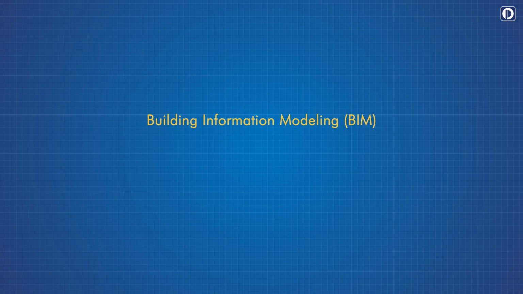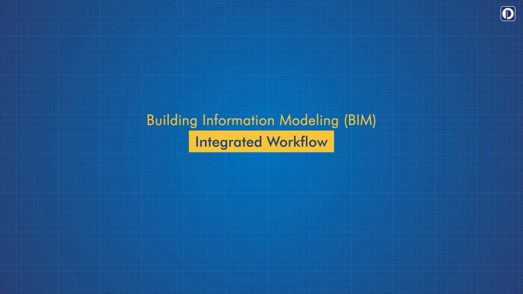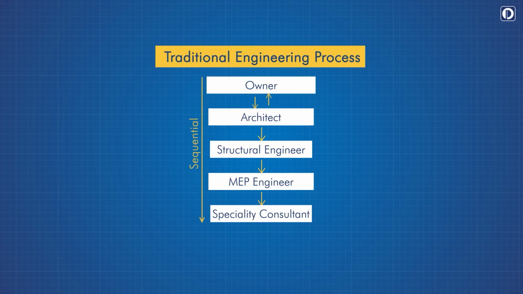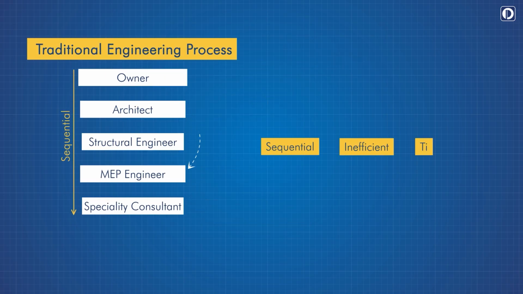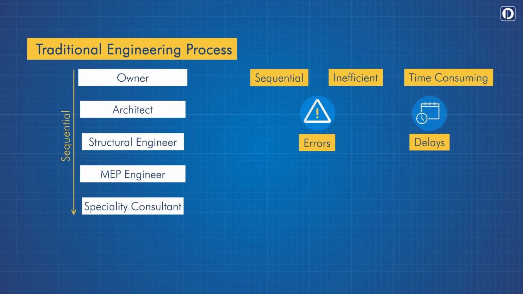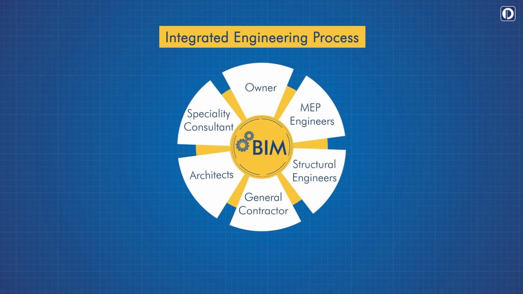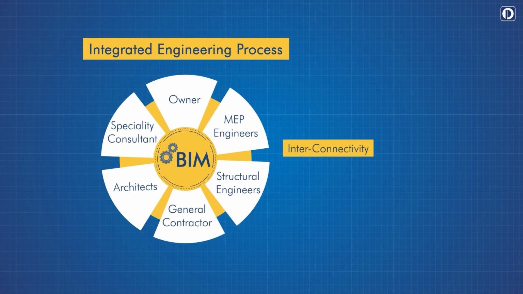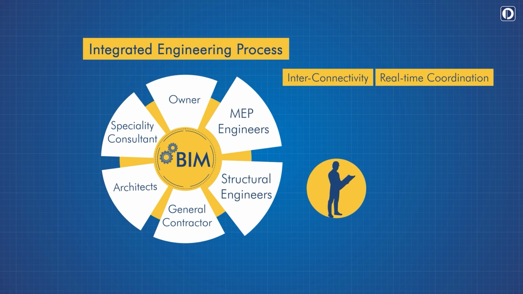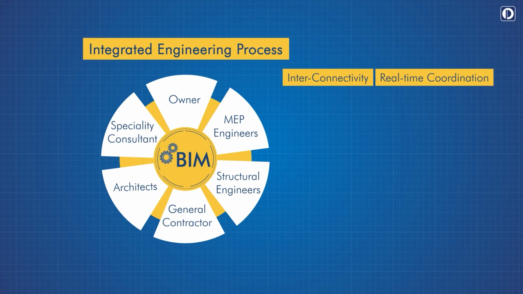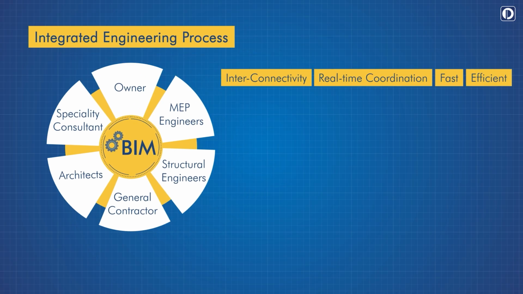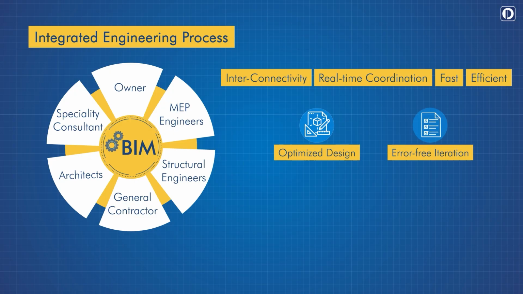Building Information Modeling, BIM, integrated workflows are maximizing value for mechanical, electrical and plumbing design in unprecedented ways. The traditional process is sequential, inefficient, and time-consuming, leading to errors and delays, which result in higher design costs and suboptimal design. On the other hand, BIM facilitates interconnectivity between all the stakeholders by enabling real-time coordination, so that architects, engineers, and owners can work concurrently from a central model to make it fast and efficient. This allows us to create an optimized design with error-free iteration, so that your project can remain ahead of schedule.